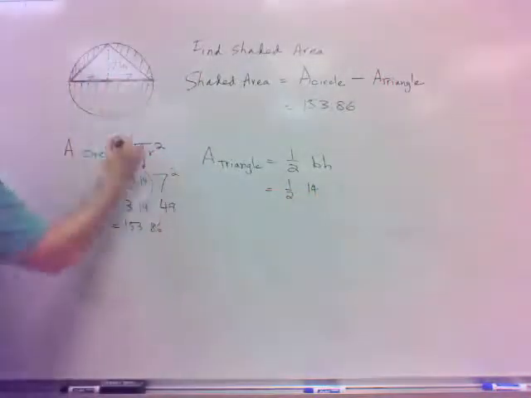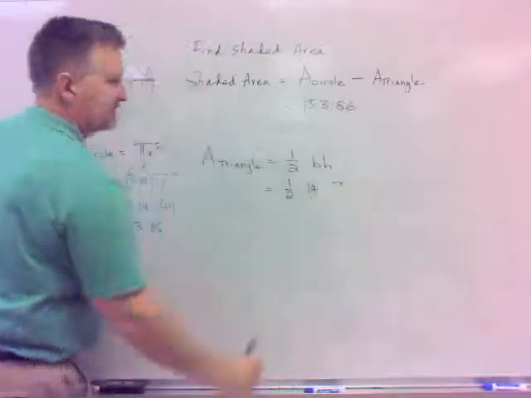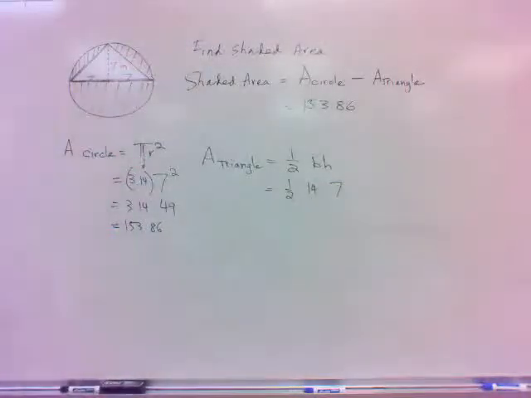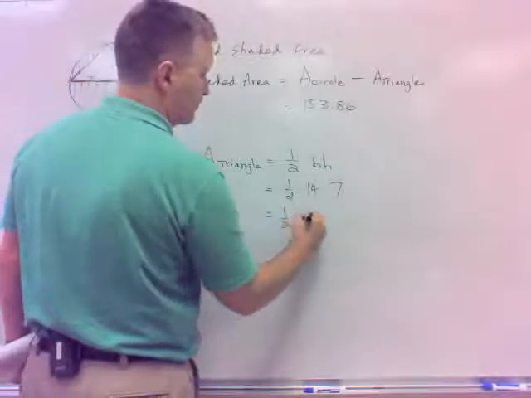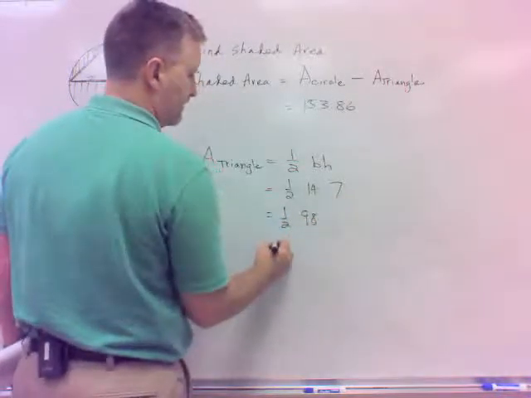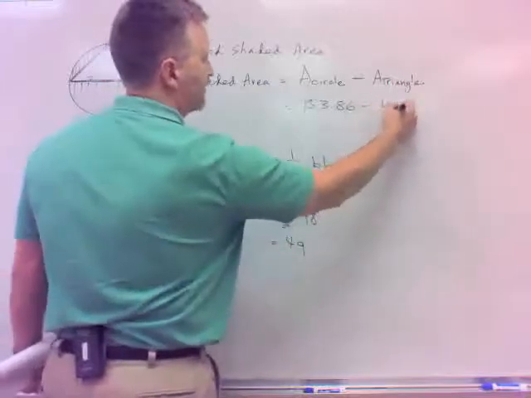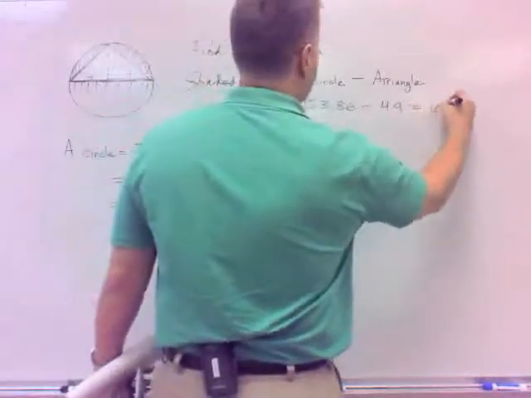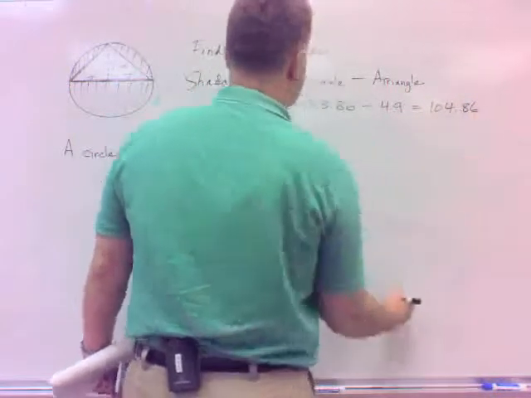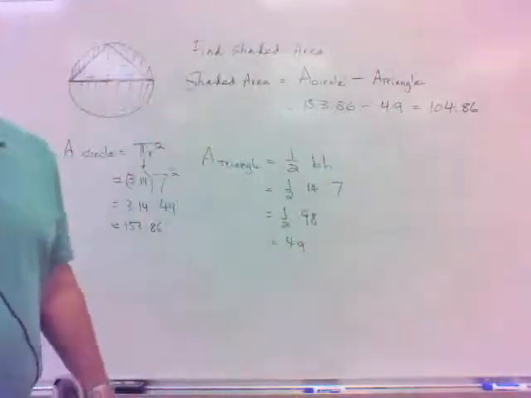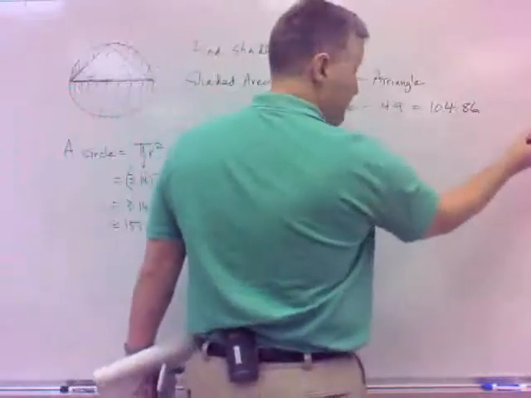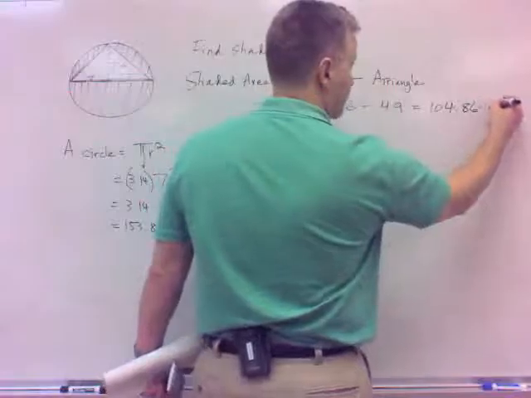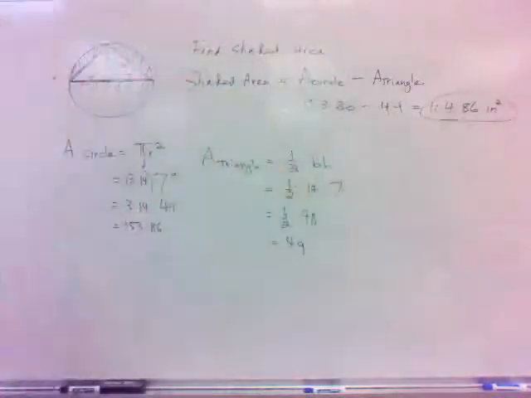What about the height? Well, the height's 7. So if I can do 1/2 times 14 times 7, if you do 14 times 7, that gives you 98. Those two first, then take half of that, that's 49. Okay, that's my area of my triangle. So what's the shaded area? It's the difference of those two. 104.86. What are the units? Well, it's area, so area is always square. So it's inches squared. 104.86 inches squared.